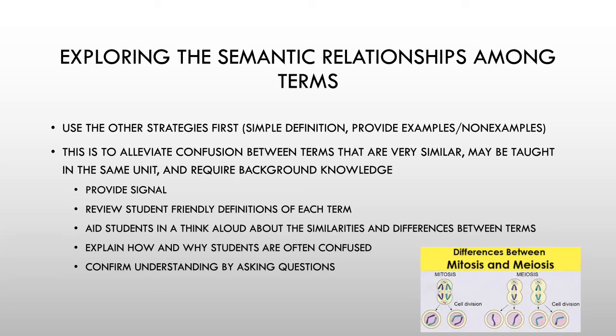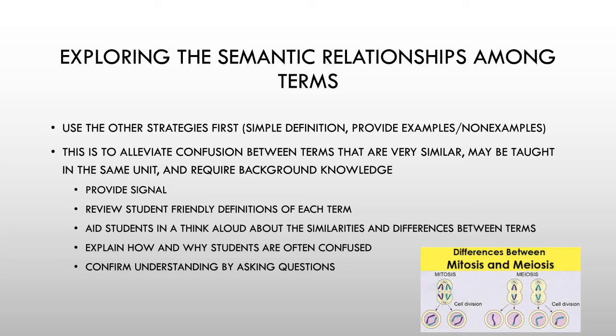So in this strategy, you're going to use the other strategies first. You're going to create that simple student-friendly definition. You're going to provide examples and non-examples. But this is, again, to alleviate the confusion between terms that are very similar and that may be taught within the same unit and require some type of background knowledge. First, you're going to provide your signal, which could be that little vocabulary icon that we've discussed. Review the student-friendly terms.